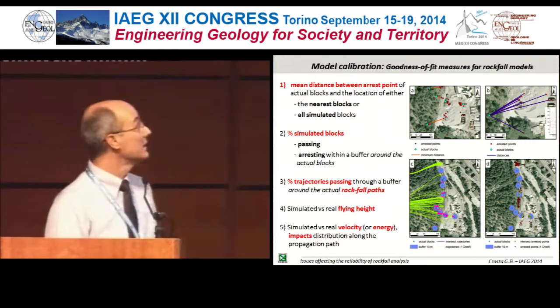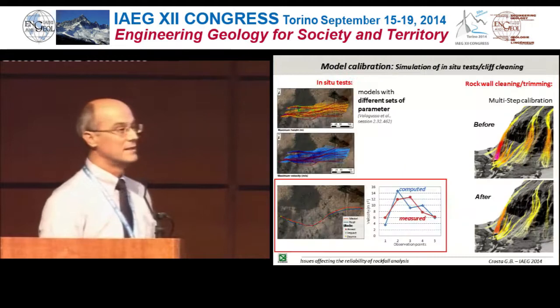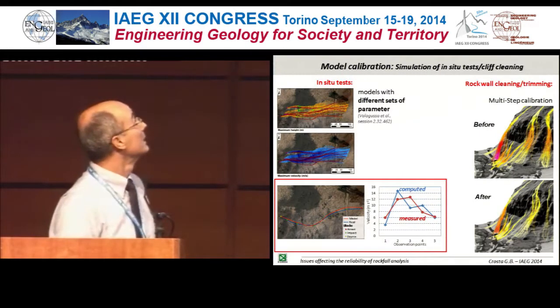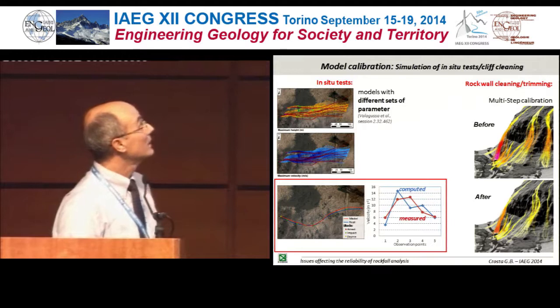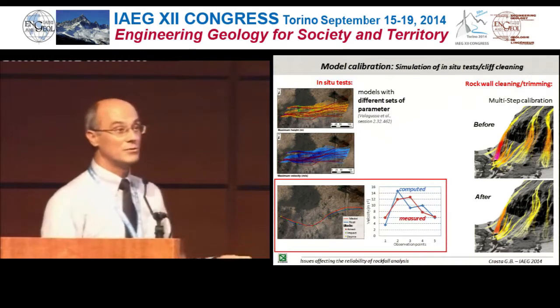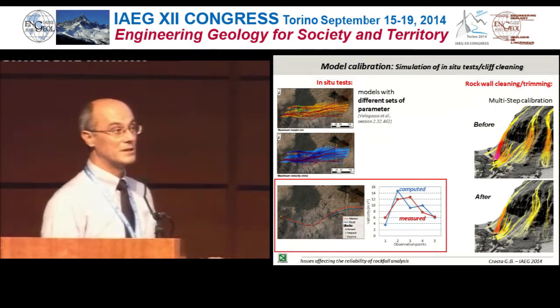That is clearly a function of the resolution of the field data that we have available. In this case, we have simply some field tests, and we are comparing modeled trajectories with observed and recorded trajectories, and in this case we are comparing, for example, computed and measured velocity. Or we can, for example, improve the quality of our calibration just during the work.